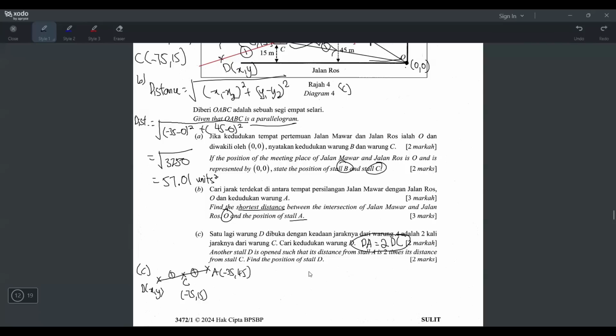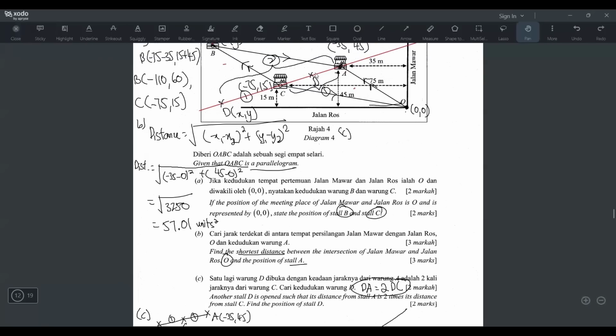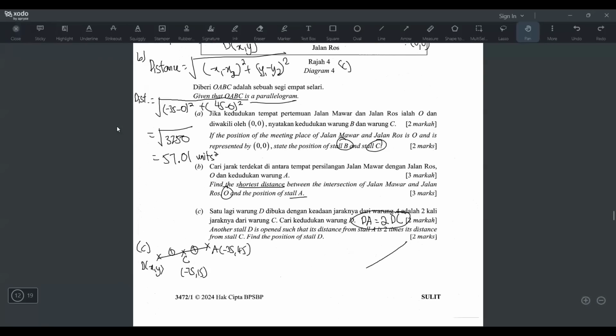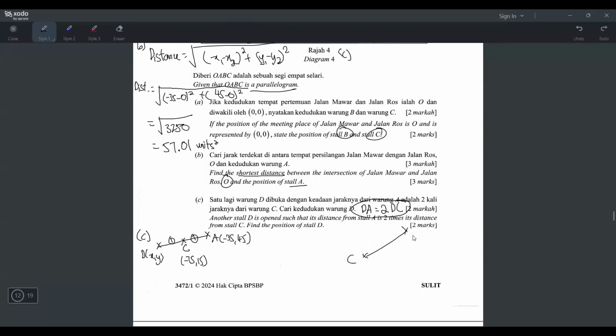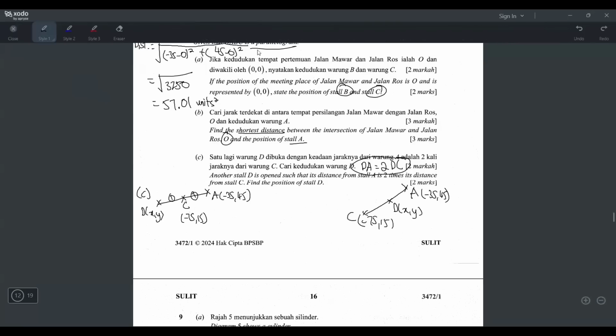Okay, what's another possibility? Another possibility is when your point D is in between the CA. It means now the CA is at the ends, so C and A are at the sides, and point D is somewhere in between, right? Point C coordinate is negative 75, 15. Point A coordinate is negative 35, 45. For point D, I want to find it, so I don't know, X, Y. But the ratio this time is how much? DA is 2 times DC. So the DA ratio is 2, and the DC is just ratio 1. So this is also possible, right? That's why I say got two possibilities.